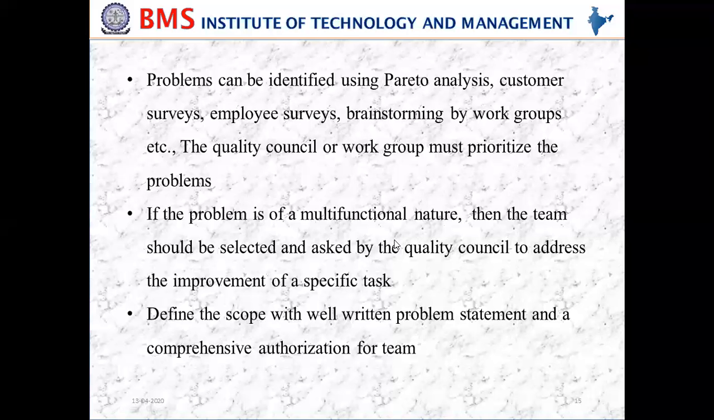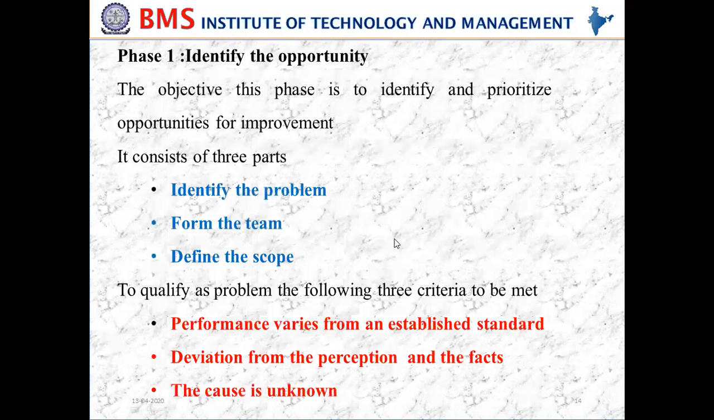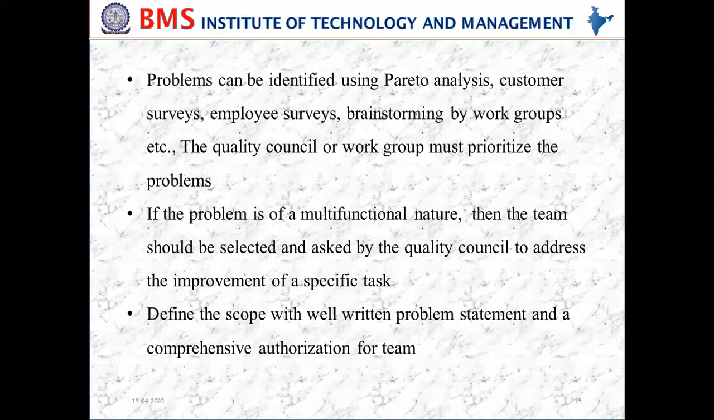Finally, we talked about the three parts of this, identify the opportunities. One is identify the problem, form the team, and define the scope. So the last phase is define the scope with a well-written problem statement and a comprehensive authorization for the team. This is very, very important.